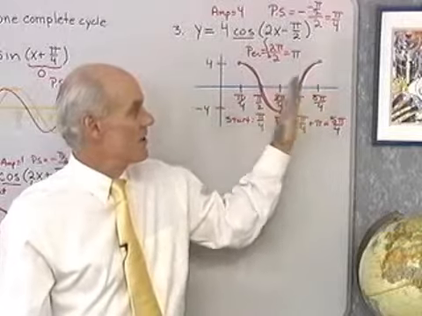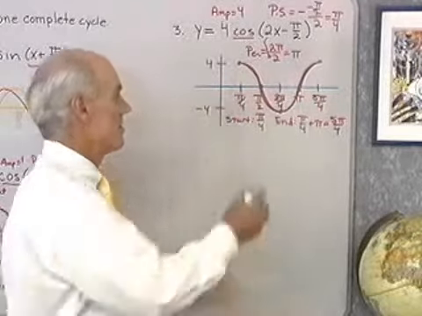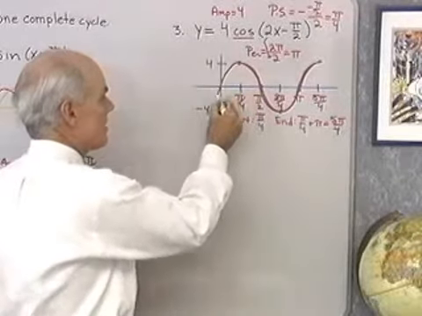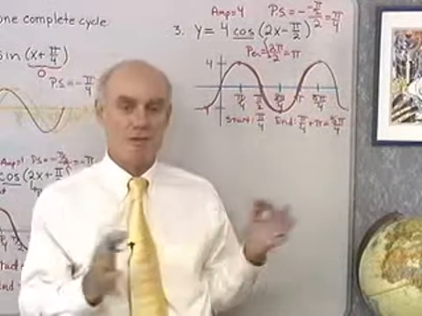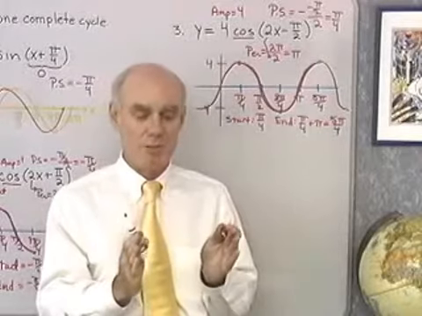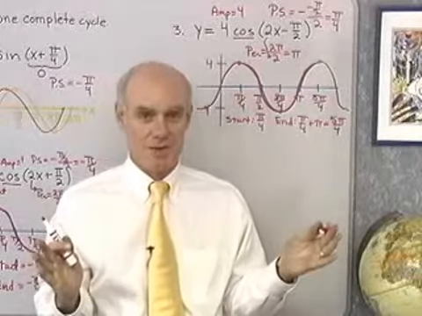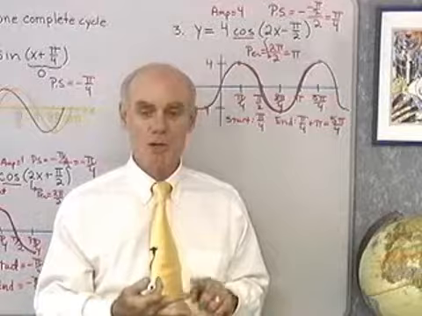Now if I wanted to extend this graph in either direction, it would be very easy to do that. I could just come back here like this, come down like this, and I can extend that graph as far as I want in either direction. Once I have one complete cycle, I have as many cycles as I want. So that's a look at amplitude, period, and phase shift.